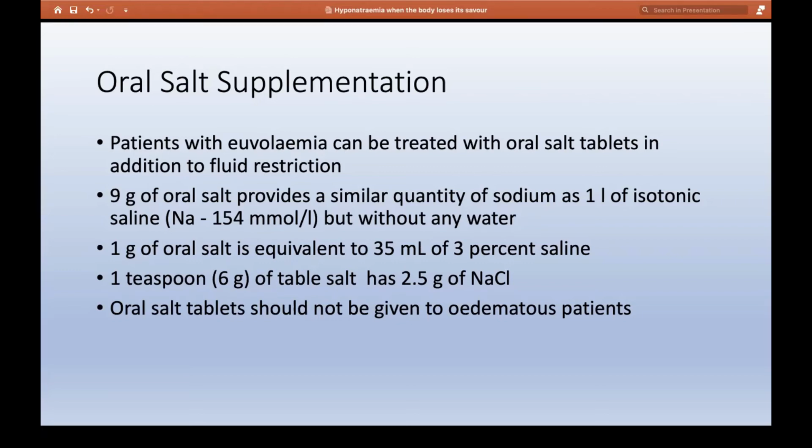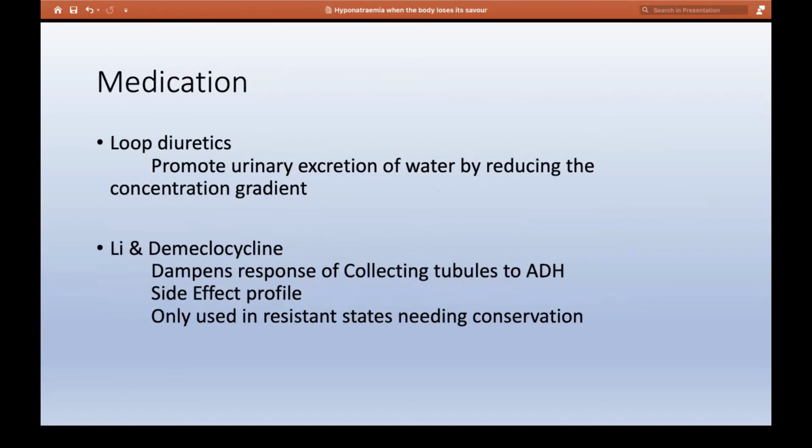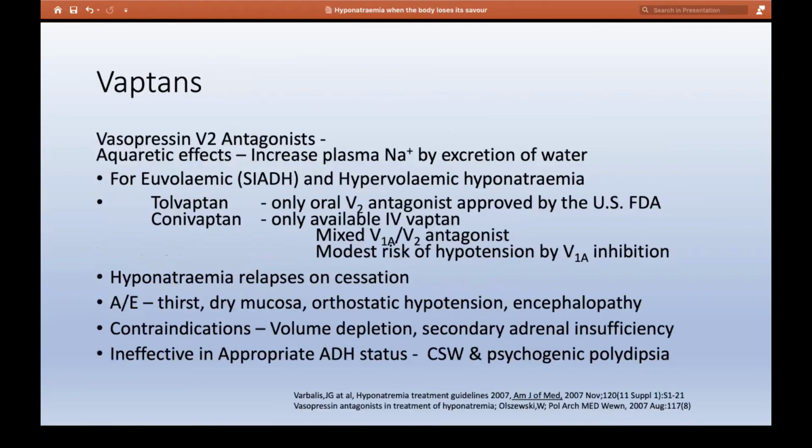So one teaspoon comes to 6 grams of salt, which has about 2.5 grams of sodium. Do not give salt to edematous patients. You can use Vaptans. Vaptans are the newer drugs, the new kids on the block. These are V2 receptor antagonists.